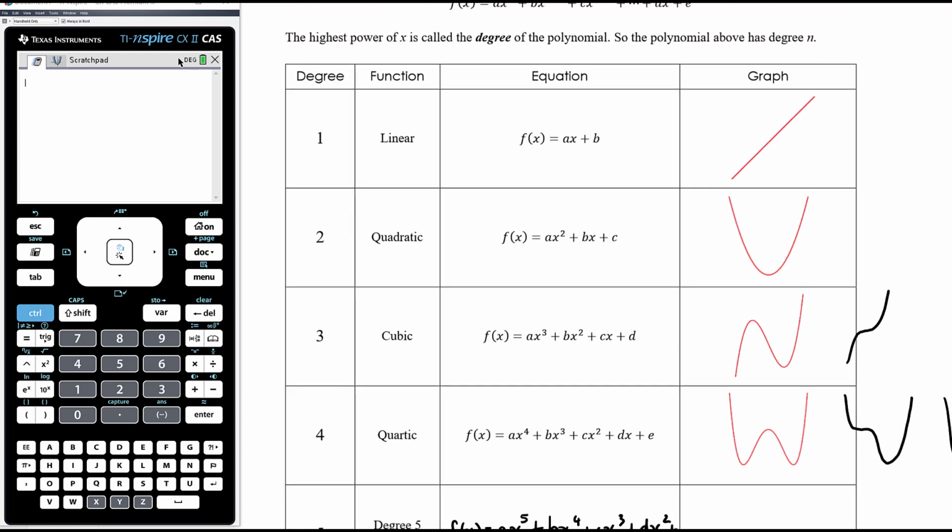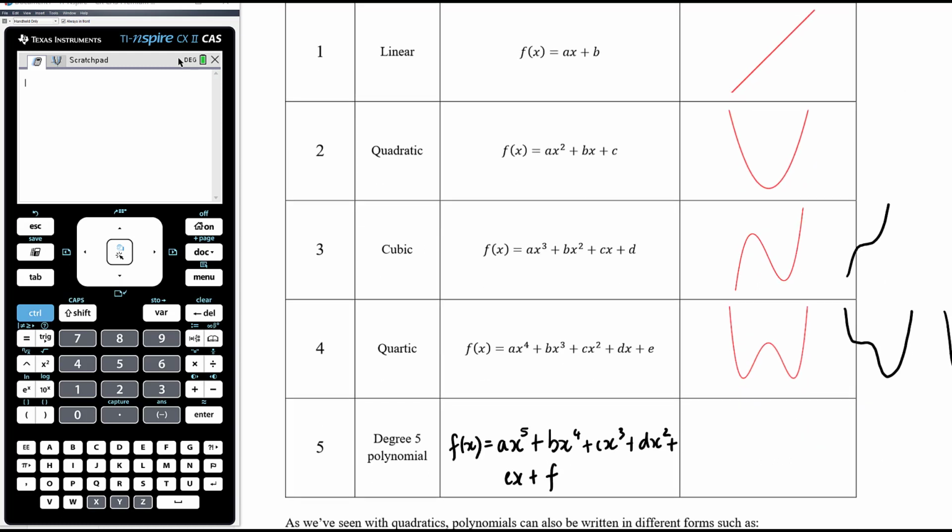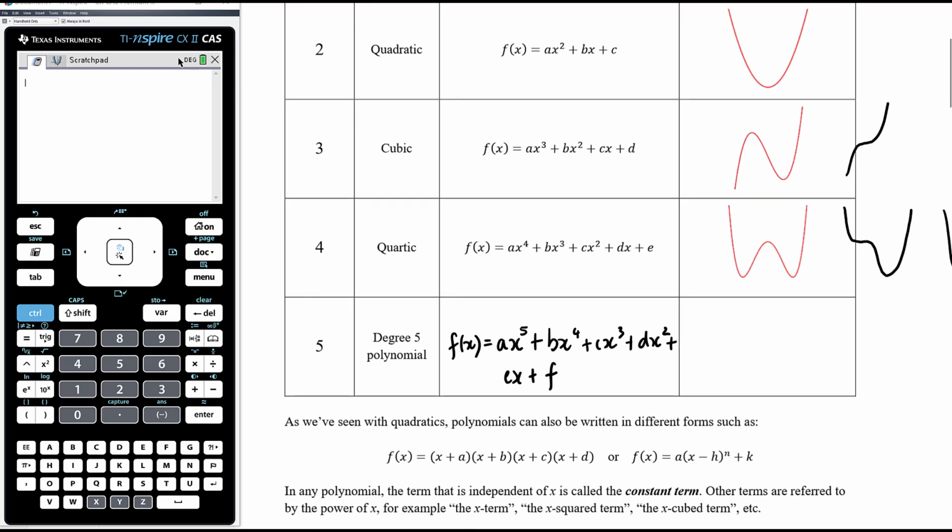Okay. And if we think about what's happening here, as I said, there's a lot of variety that can happen, but a linear graph has no turning points. A quadratic graph has 1 turning point. A cubic graph can have up to 2 turning points. A quartic graph can have up to 3 turning points. A degree 5 polynomial can have up to 4 turning points.